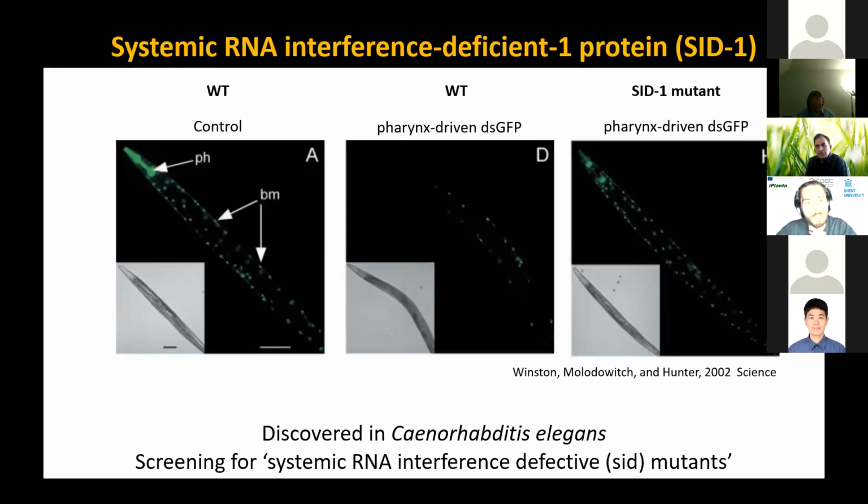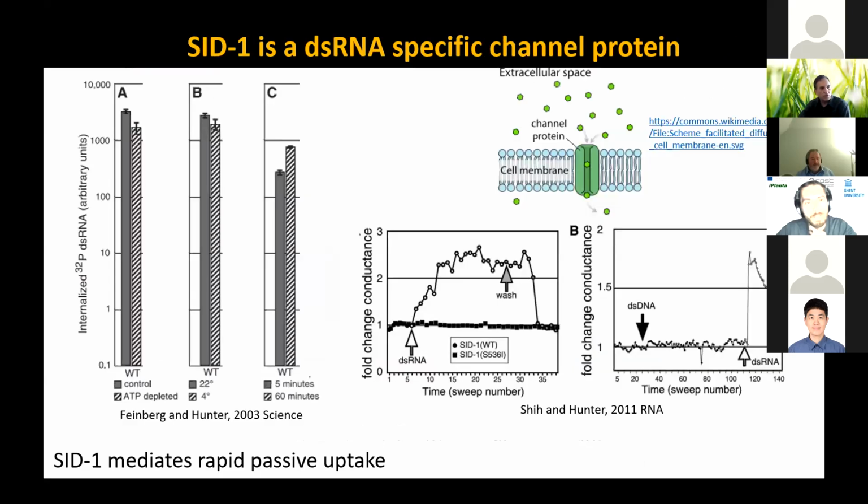To address this question, we turn to the SID1 protein discovered in C. elegans. In C. elegans, these mutants of the systemic RNA interference deficient protein SID1, when fed double-stranded RNA targeting the GFP gene, the RNAi is very, very inefficient. Through a series of studies, this group showed that this is because of the protein that makes a specific dsRNA channel to take up dsRNA into cells. And with this channel, the uptake is passive.